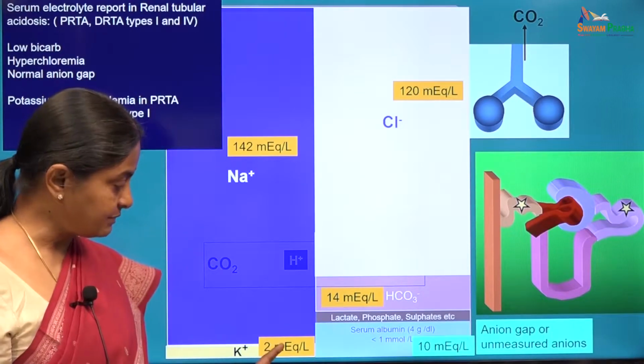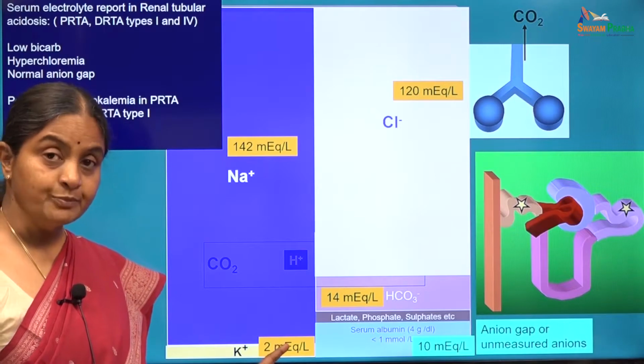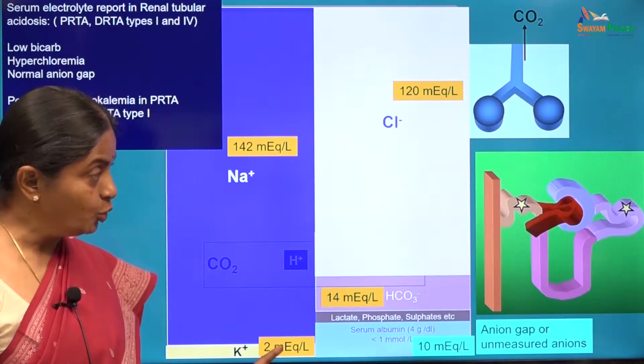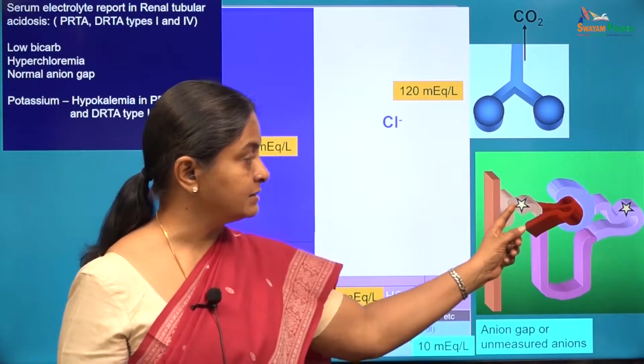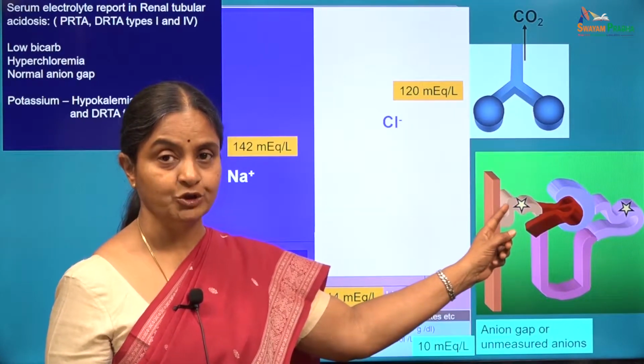If you look at the serum potassium, it will be lower in proximal renal tubular acidosis and type 1 distal renal tubular acidosis.